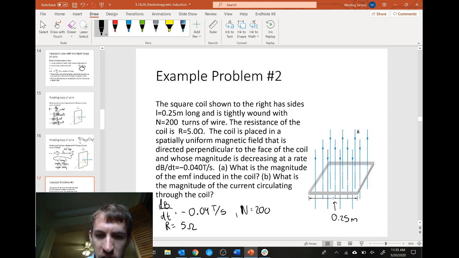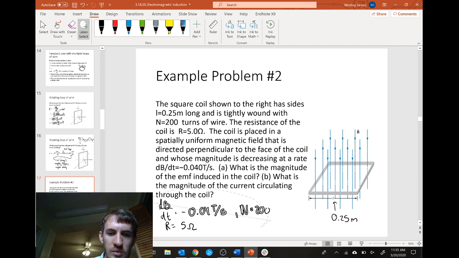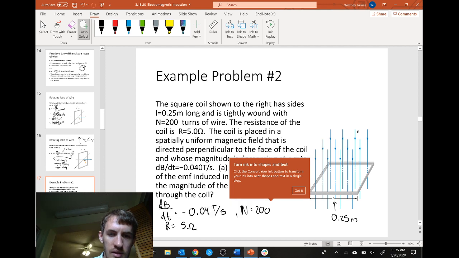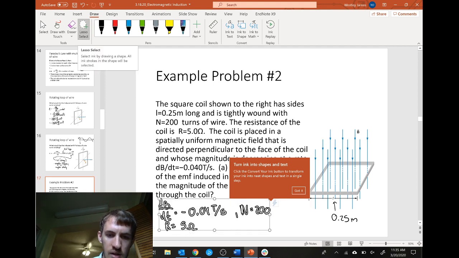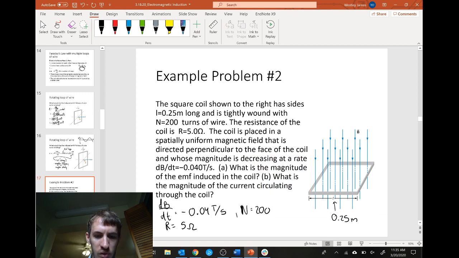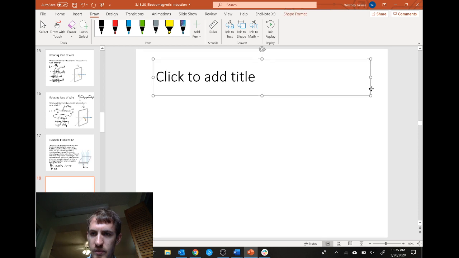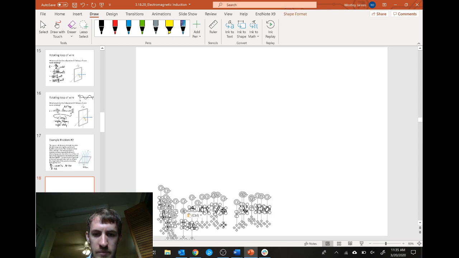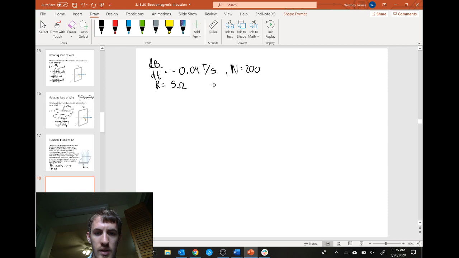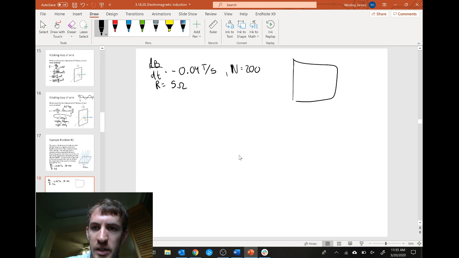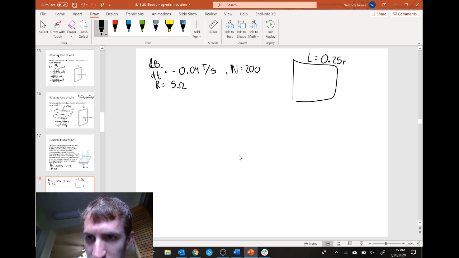And what are we solving for here? We're solving for a couple things, and I'm going to lasso these things and take them to the next slide, because I'm going to need some more space for this problem. Then we have our square here with length equal to 0.25 meters on both sides. So this is L and this is L.